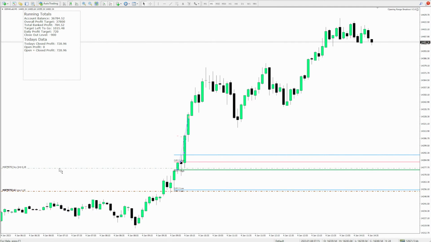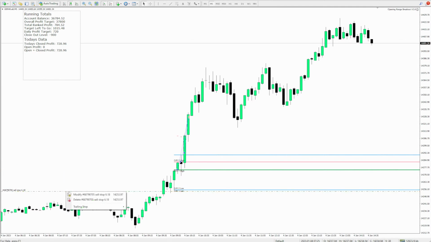Okay, so very easy to trade manually, and you can take the 5, the 10, or the 15. As I said, it's entirely up to you. So that is the strategy.